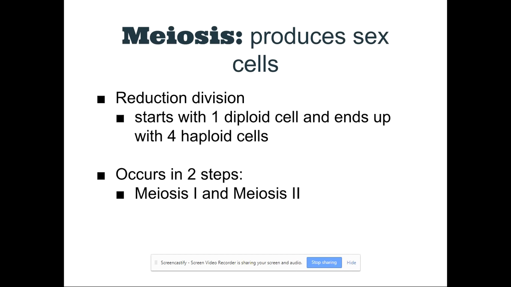Meiosis is basically considered reduction division because it starts with a diploid cell, it replicates, and then there are 2 actual divisions that occur that allow for 4 genetically different haploid cells. Basically, we have 2 steps. There's meiosis 1 and meiosis 2, PMAT1 and PMAT2. If you remember, we had PMAT1 from mitosis, and we have PMAT2 for meiosis.